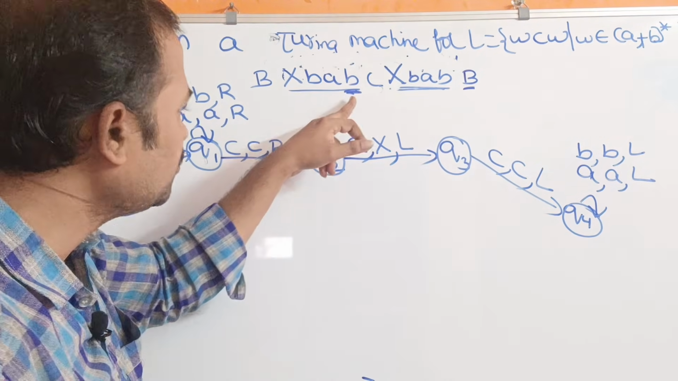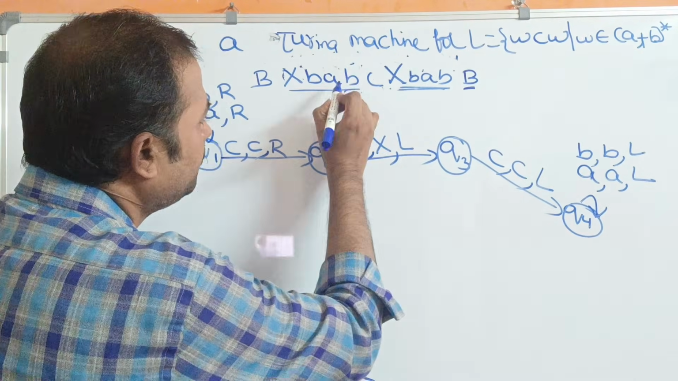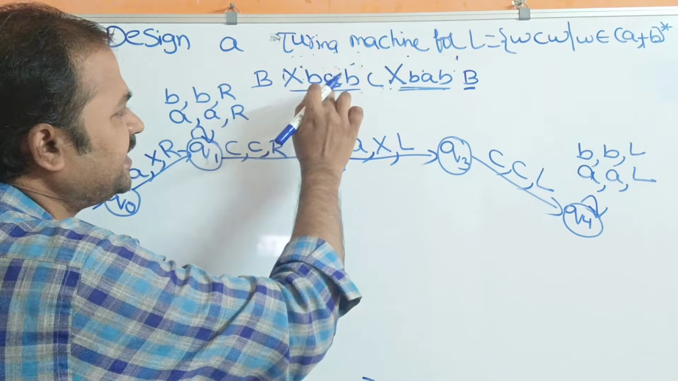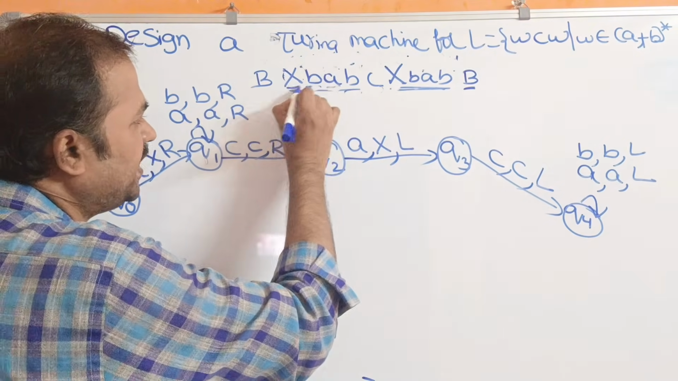Now the read head is at B. So Q4 on B means B only, but move the head towards the left. Same, move the head towards the left.